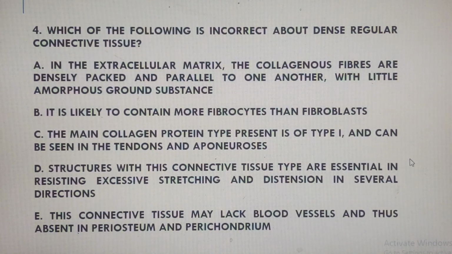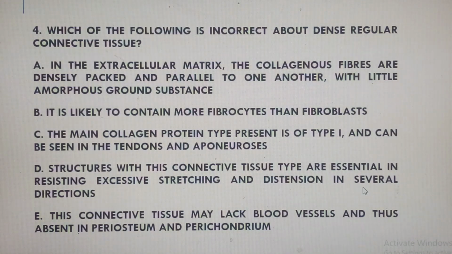Now option C says the main collagen protein type present is of type 1 and can be seen in the tendons and aponeurosis. Yes, that's a very true statement. You will see the collagen table later, but you get to know that the main collagen type present will be type 1 collagen. We are going to see type 1 collagen in dense regular, even dense irregular connective tissue, which we will see in tendons and aponeurosis. So in tendons, aponeurosis, and in some ligaments, we are going to see dense regular connective tissue.